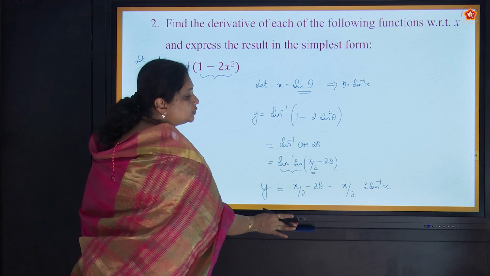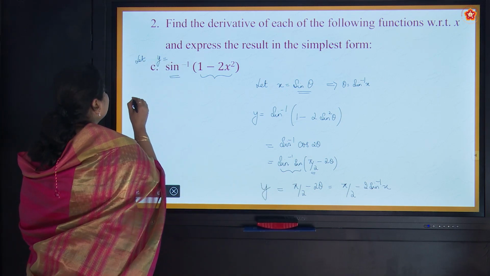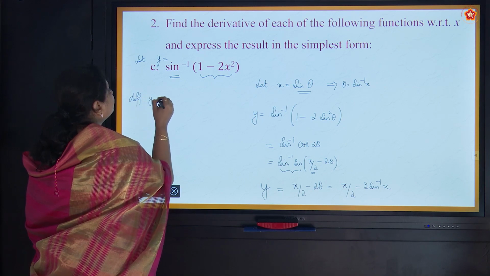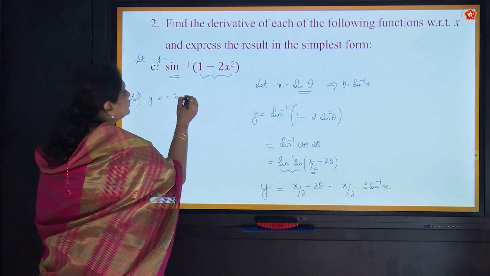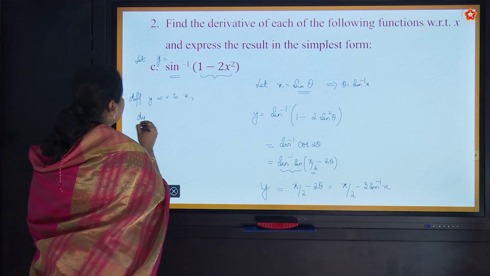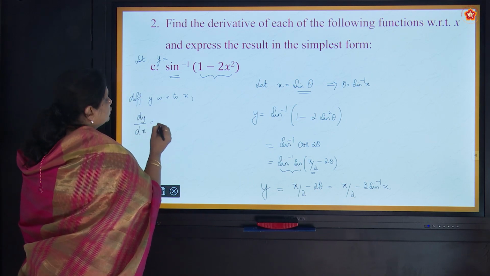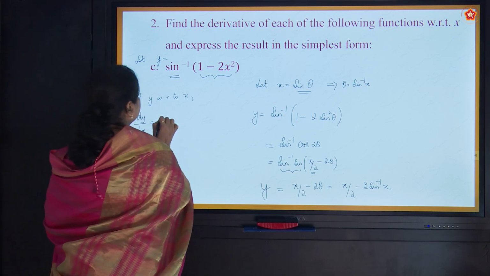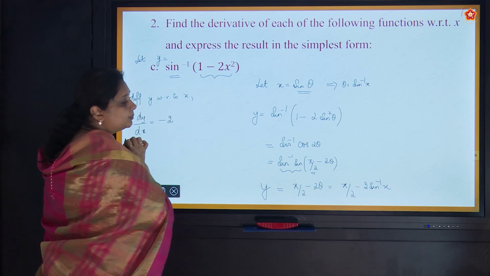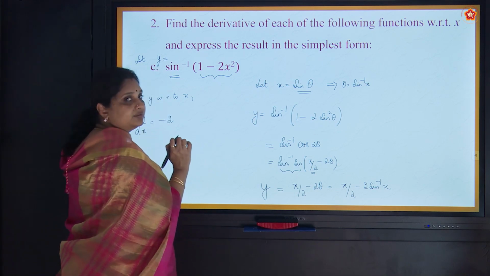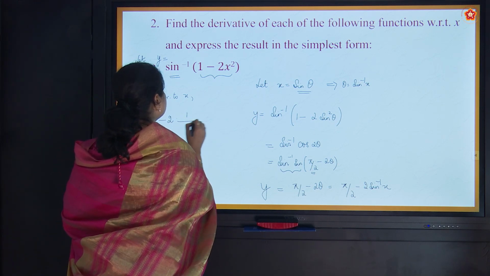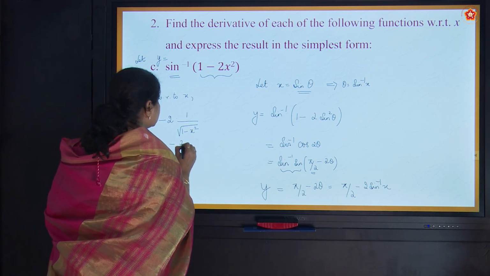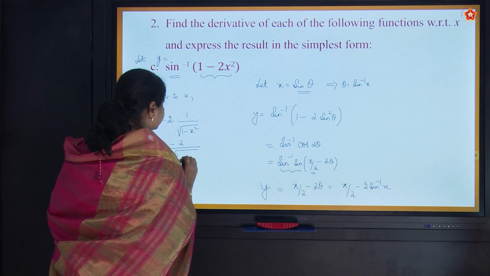So now I'm going to differentiate y. Till now I have not differentiated. So now I'm going to differentiate y with respect to x. So what do I get? I get dy by dx is equal to pi by 2 is a constant, on differentiation it gives you a 0, and minus 2 is a numerical coefficient, keep it like that. Sine inverse of x on differentiation gives you 1 by root of 1 minus x square. So my answer is minus 2 by root of 1 minus x square.